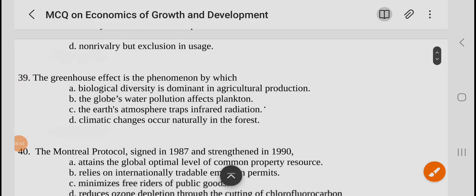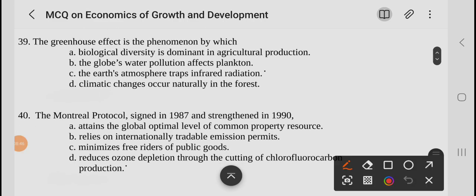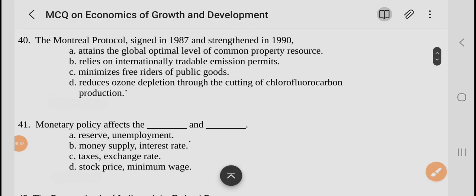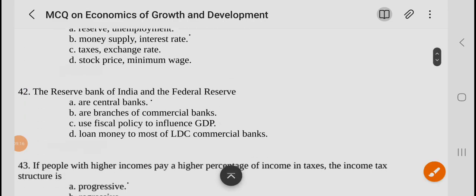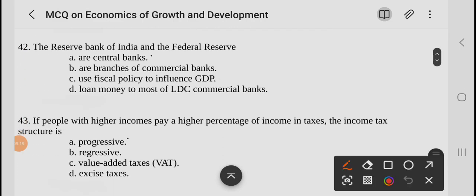Next one. The greenhouse effect is the phenomena by which the Earth's atmosphere traps infrared radiation. Yes, C is the right answer. The Montreal Protocol, signed in 1987 and strengthened in 1990, reduces the ozone depletion through the cutting of chlorofluorocarbons production. Monetary policy affects the money supply and interest rates. The Reserve Bank of India and the Federal Reserve are central banks.